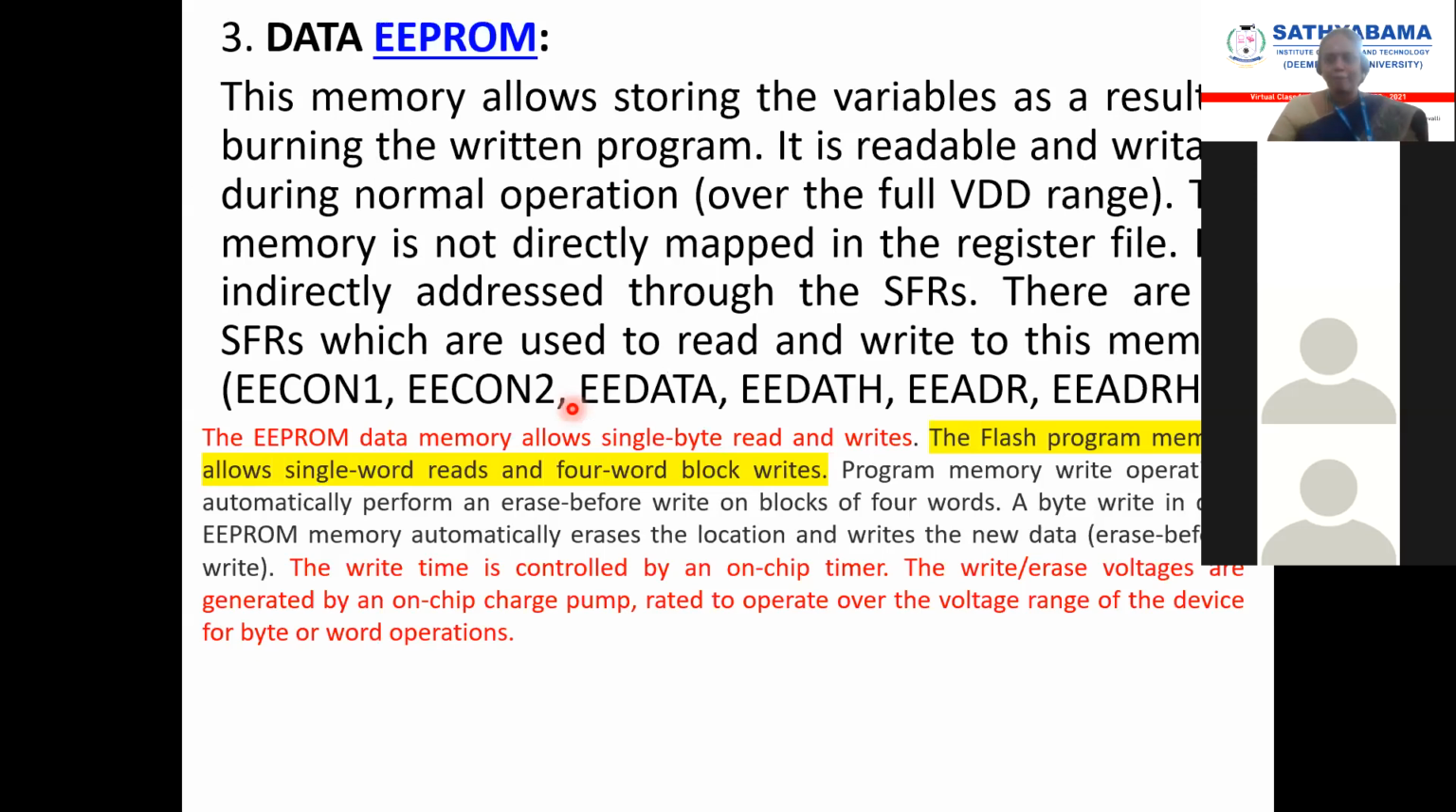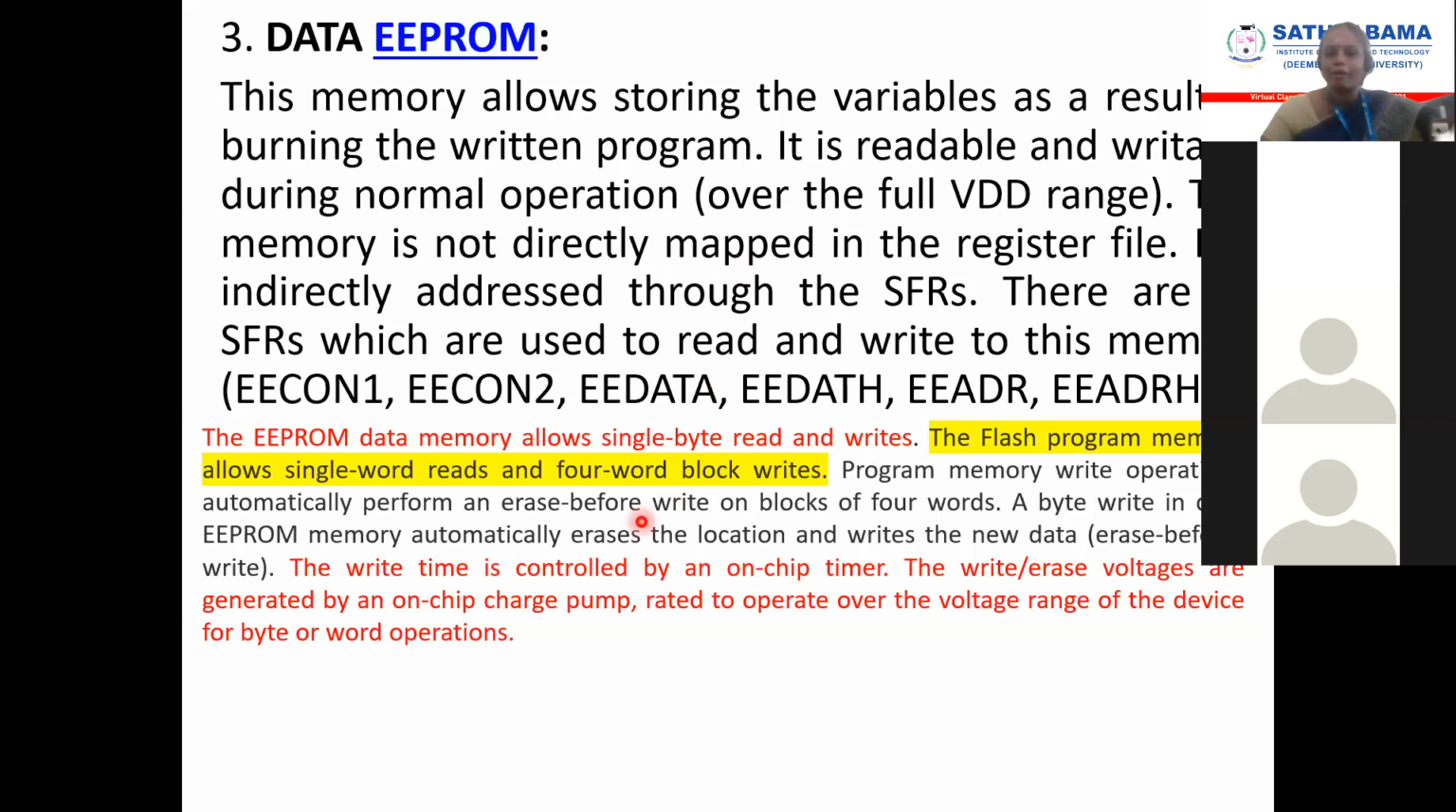Okay, the third memory is data EEPROM memory. I told you, data RAM memory is there, data EEPROM is there. EEPROM, electrically erasable programmable read only memory. What is the advantage of EEPROM memory? I can do read operation as well as write operation. Single word I can read, like the flash memory, but 4 word block write I can also do.